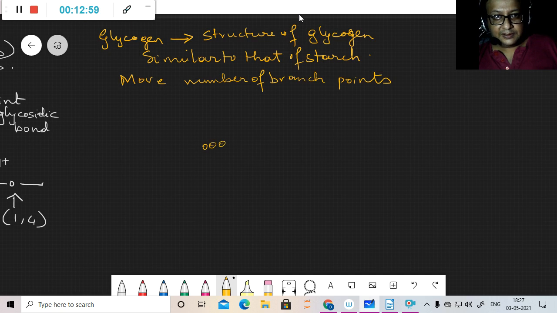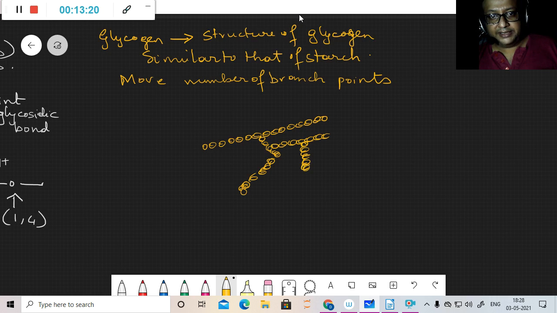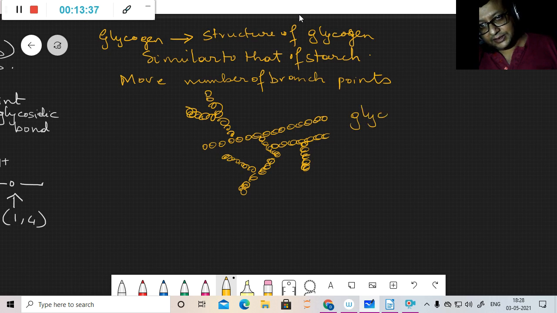Thus, if you see, this is a long stretch of starch, like a starch molecule goes, you find a branch point coming over here, that branches up like this. Then you may find more branch points coming like this. So a lot of these branch points together form the structure of glycogen.